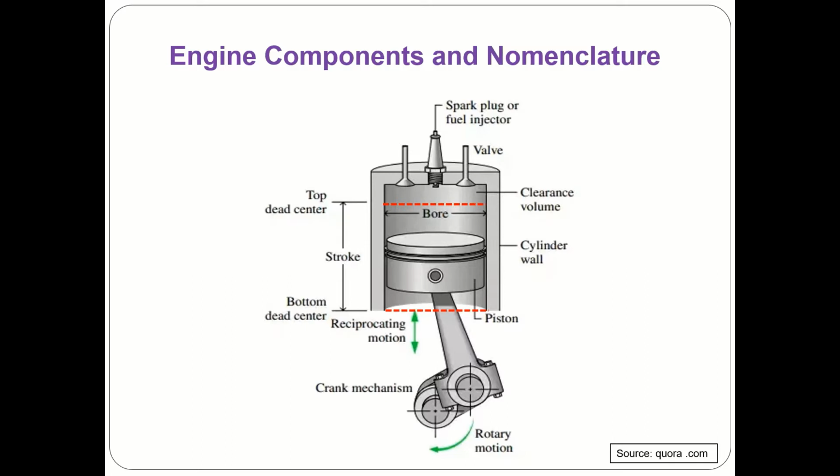Then you have the cylinder wall. In case of air-cooled engines, you have fins which are provided over the cylinder walls, which are used for cooling the engine. In case of a water-cooled engine, you have water jackets provided in the cylinder, and through these water jackets we allow coolant to flow in order to cool the cylinder, to keep the cylinder at the required temperature, which can give us maximum output.